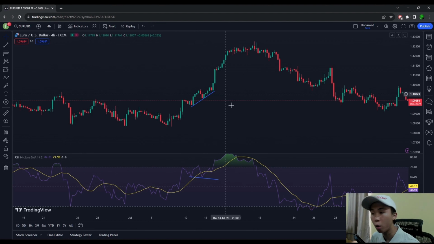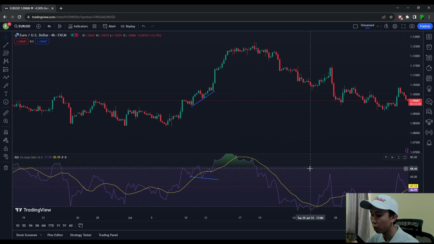So that is why it is very important to spot divergence in the key levels. For example, either the 70 level or even better would be above the 70. And if it's the oversold level, either at the 30 level or below 30. Let's have a look at some good examples.